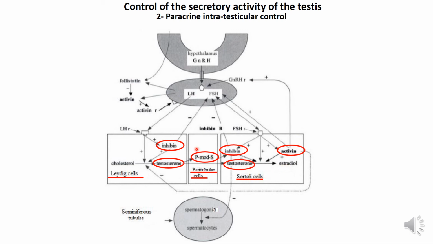So this is all regarding this neuroendocrine and paracrine control between the different cells of the seminiferous tubules and of the testicles, and also the neuroendocrine control with the hypothalamus hypophyseal axis.